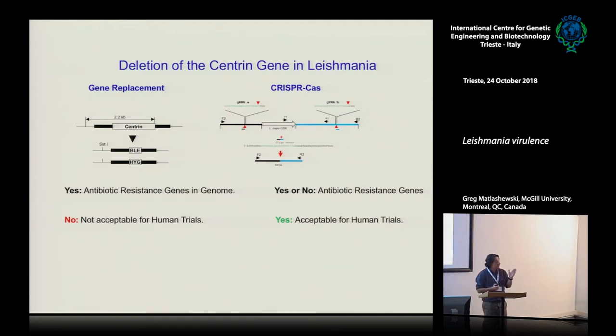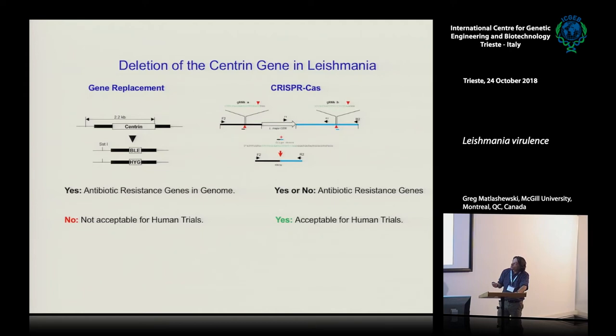But Hira could not move this into clinical trials because it has these antibiotic-resistant genes here. You can't inject somebody with an organism that has antibiotic-resistant genes. That will not go through regulatory approval. So Hira had done a lot of work, but he could not go forward. He had to stop because he had these antibiotic-resistant genes in his parasite.